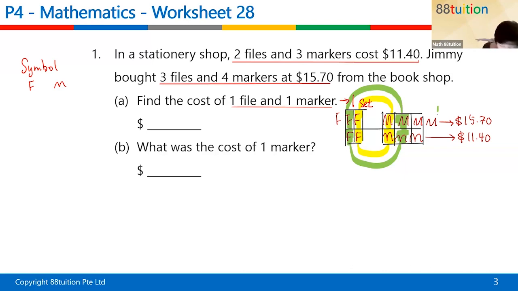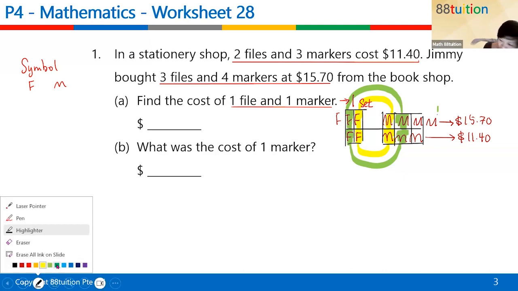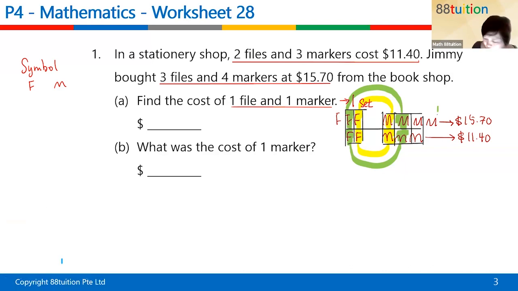So what happened here? I have 1F some more. Maybe I put another blue here. Okay. Here to here. I have another one set. Okay. So I have one set, and one set. This one is one set, and 1M. Okay. So from here, I can do something.